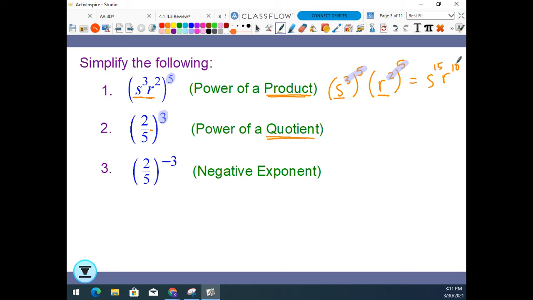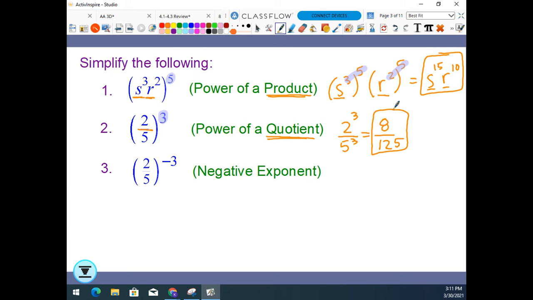Now, your final answer should always be as simplified as possible. You should only have one base that's the same. Each base should only have one exponent. All right, so here we have 2 bases in our quotient. We're going to raise each base to the outside exponent. Then you can use your square card or your calculator. 2 to the 3rd power is 8. 5 to the 3rd power is 125. That's as simplified as this one gets.